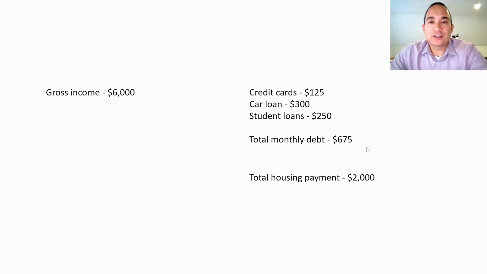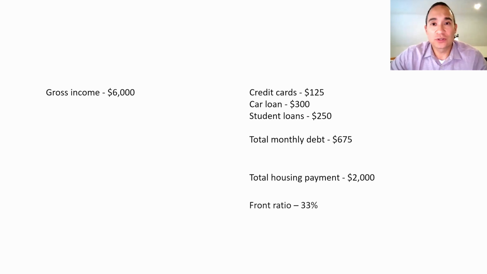So what we do is we have two sets of ratios. One is a front ratio and one is a back ratio. The front ratio is going to show us how much of the gross income is being allocated to the monthly payment for the house only. And in this case, that front ratio is coming out to 33%. It actually ends up being 33.33333, but you get the idea. So the front ratio here is 33%.